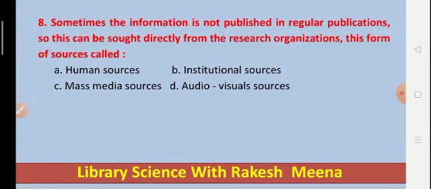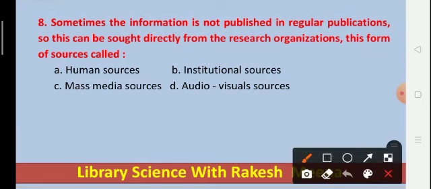Question number 8 is: sometimes the information is not published in a regular publication, so this can be sought directly from the research organization. This form of source is called, yes, it is a most important question. Option A is the human sources, option B is the institutional sources, option C is mass media sources, option D is the audio visual sources. The correct answer for that question, guys, option B. Option B is the institutional sources. Yes, it is also known as institutional sources. Option B is the correct answer for that question.